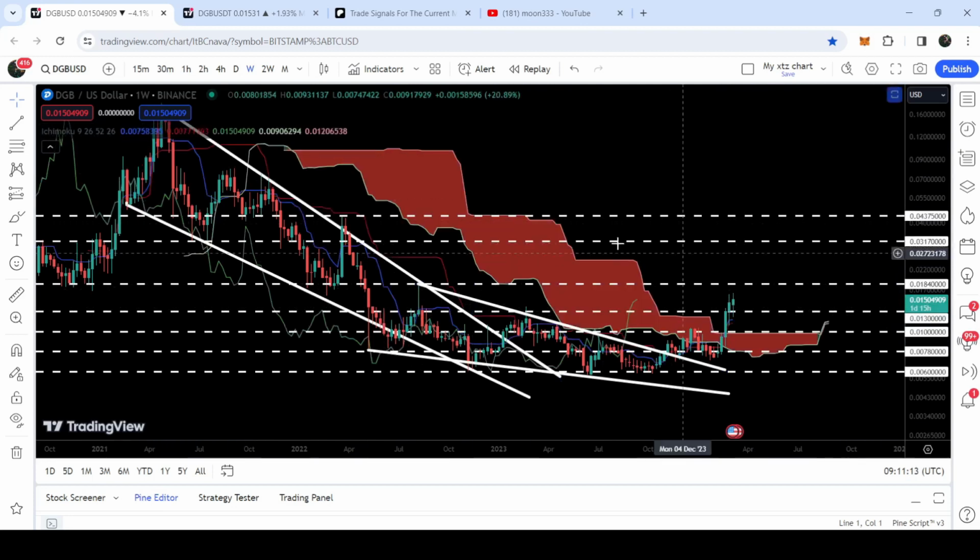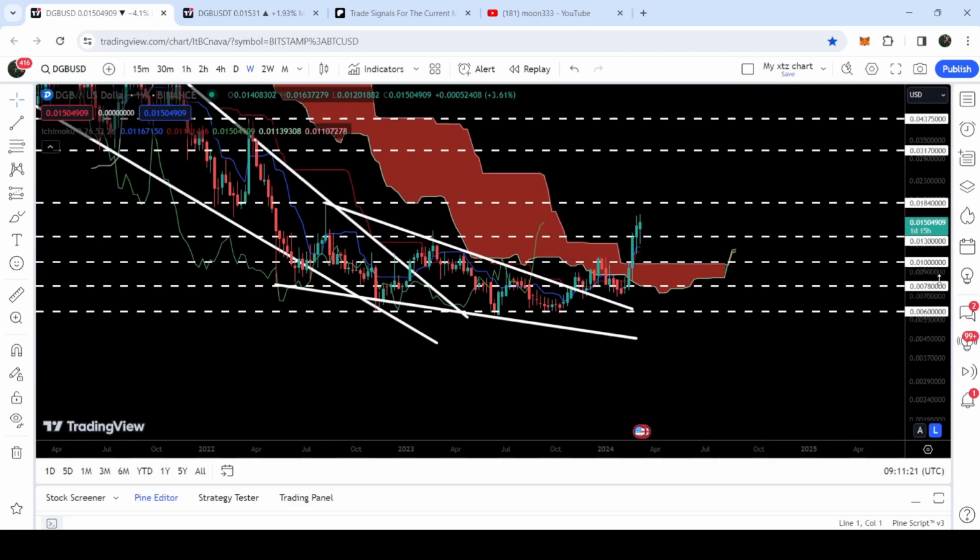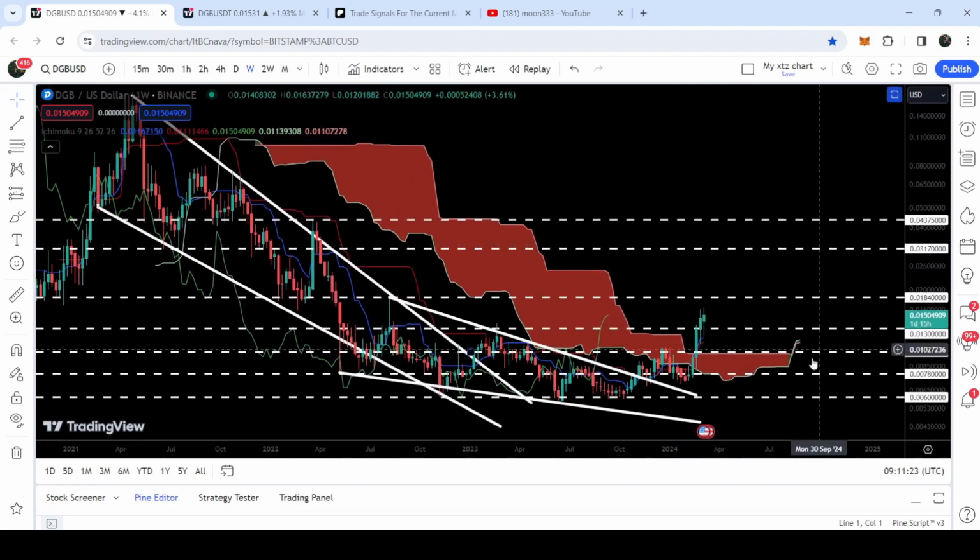And we have also broken out this very, very huge resistance of Ichimoku bearish cloud as well. And now the cloud is flipped into a bullish cloud. Therefore, now it can work as a long-term support for the price line. And in today's video, we will also analyze this move as well.